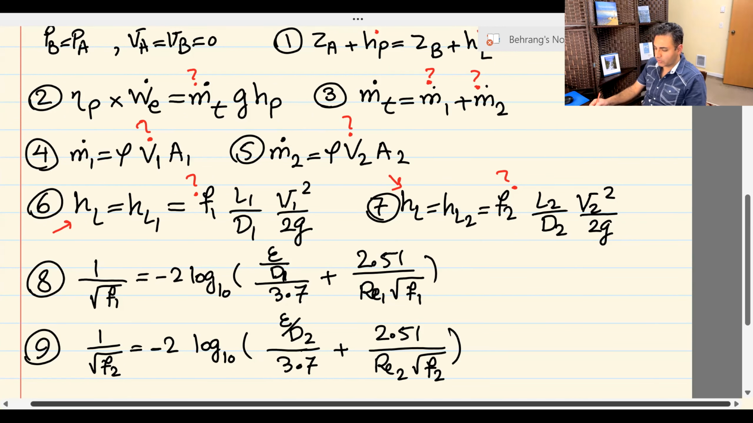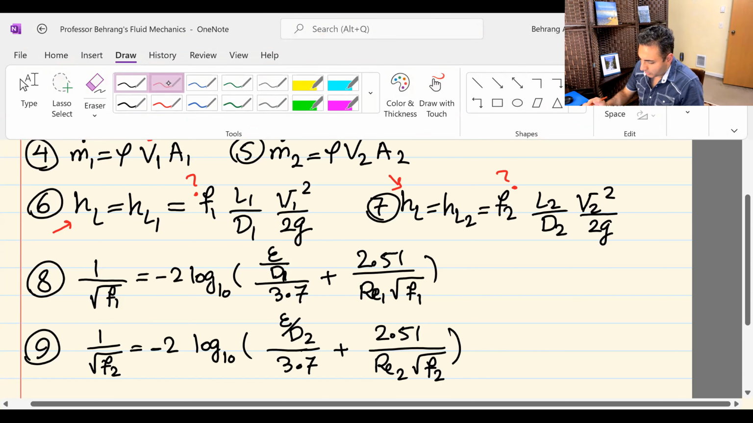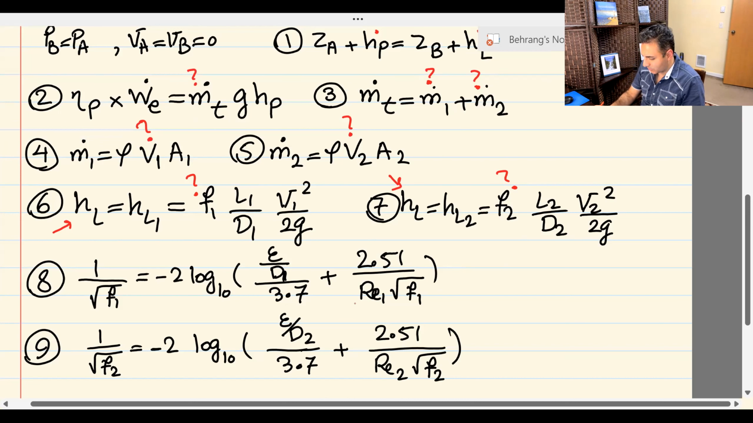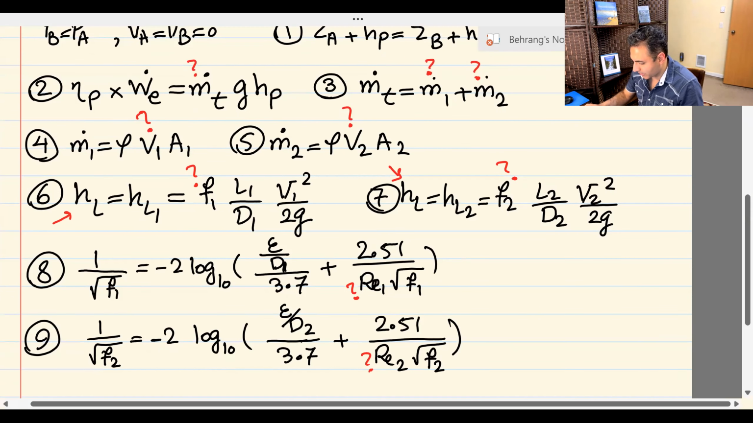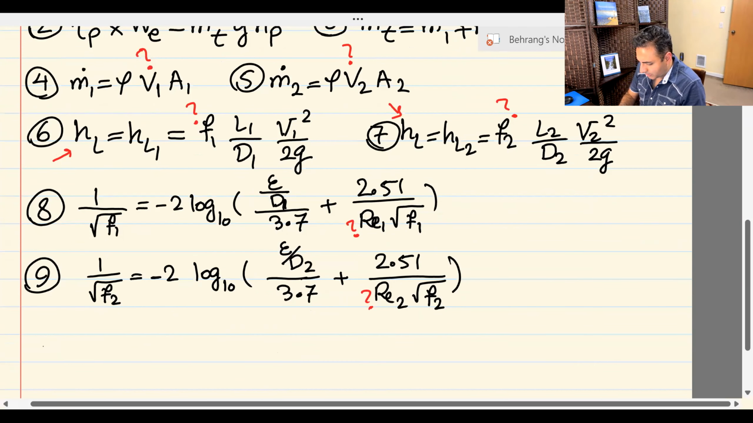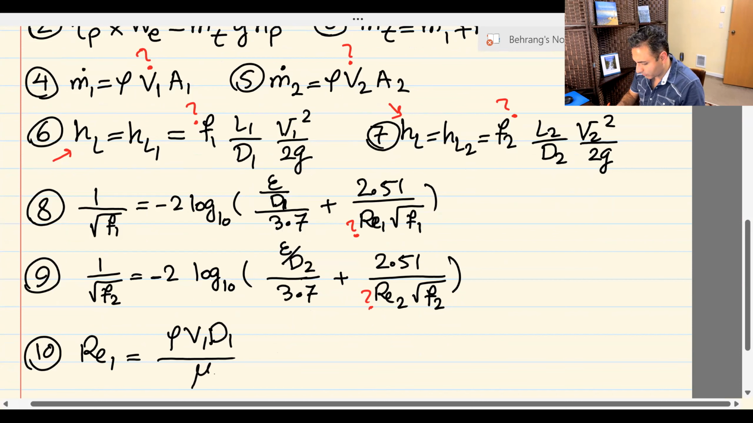So I added two more equations, but in this process, I added two more unknowns. And these two unknowns are Reynolds numbers. So I added this Reynolds number here, and I added this Reynolds number here. So I need to add an equation that takes care of the Reynolds number that I don't have. Let's write equations 10. Equation 10 would be Reynolds in first branch is basically rho times V1 times D1 over mu, and Reynolds 2 is basically rho times V2 times D2 over mu, like this.